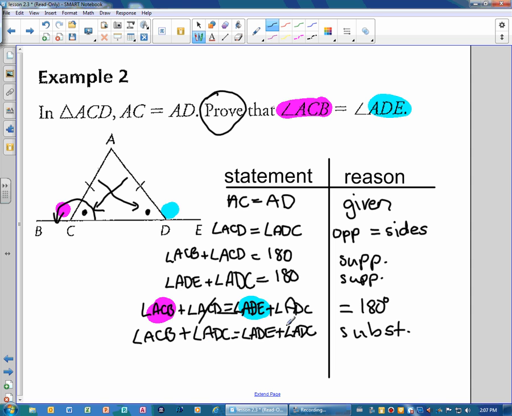Okay, what do I have on both sides? I have an ADC. So if that's the same on both sides, I can cancel them out. Okay, if you add the number 4 to both sides, you haven't changed anything. Those two sides still equal each other. So now I'm down to angle ACB equals angle ADE. And that's what I wanted to prove. ACB equals angle ADE. Okay, so get started on your homework and let me know if I can help you.